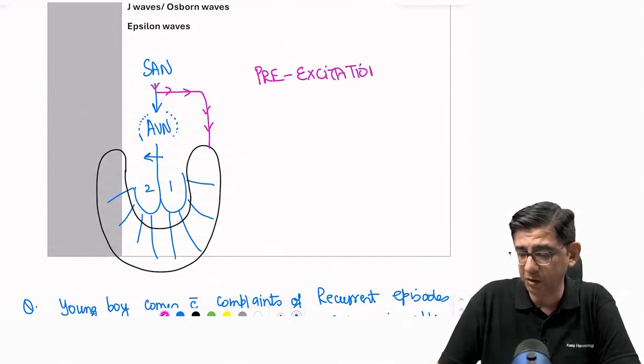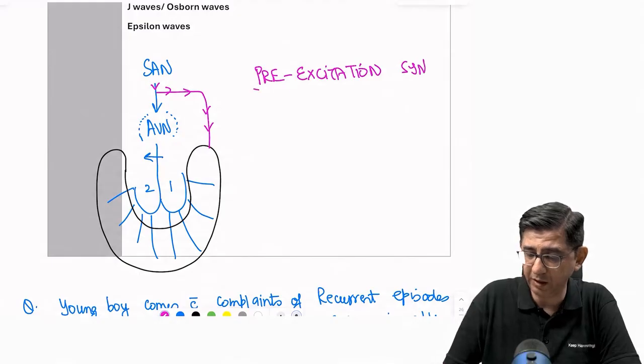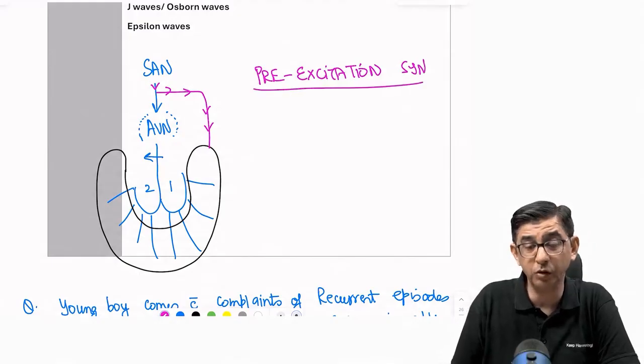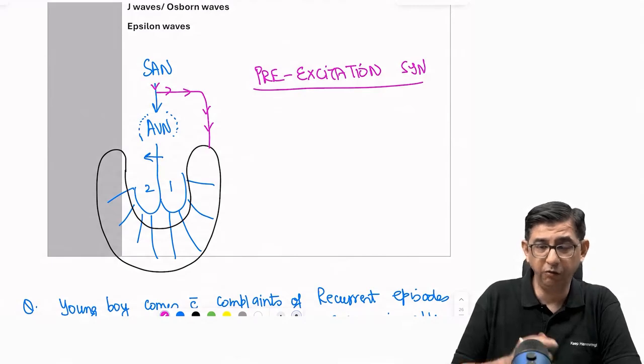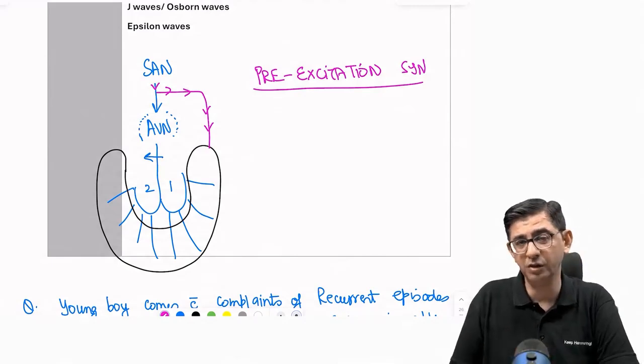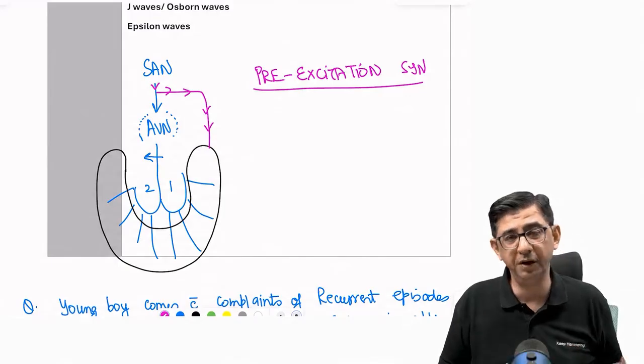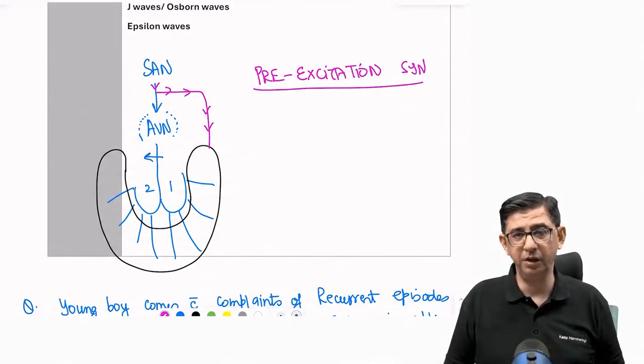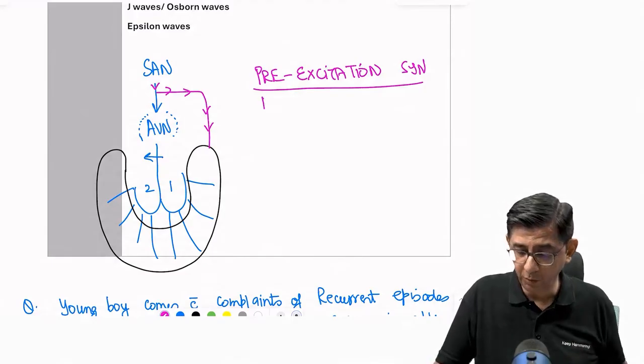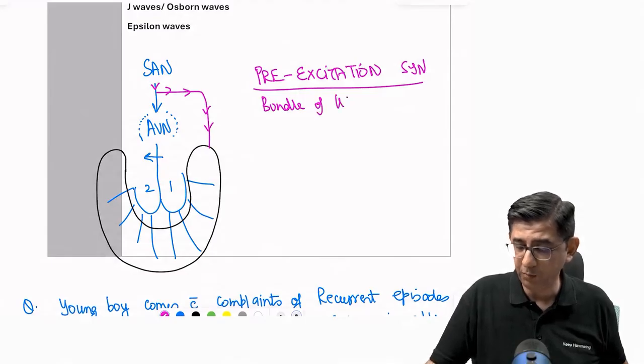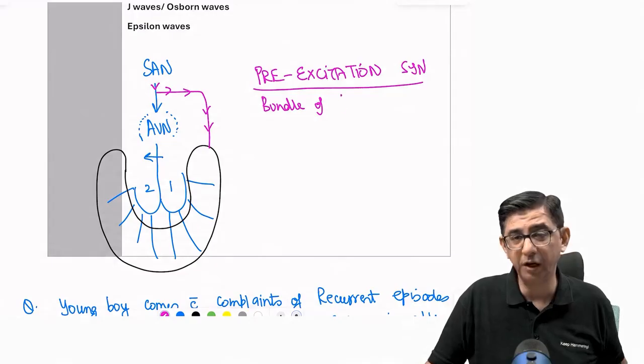We call it pre-excitation because the ventricles in this condition are getting excited earlier than normal, and they will also contract earlier than normal. Why that early excitation is bad is because it will cause a contraction of a partially filled ventricle. You see, the problem in this patient is pre-excitation. The abnormal conduction pathway shown here is called the bundle of Kent, and the problem with the bundle of Kent is that it has no decremental property.